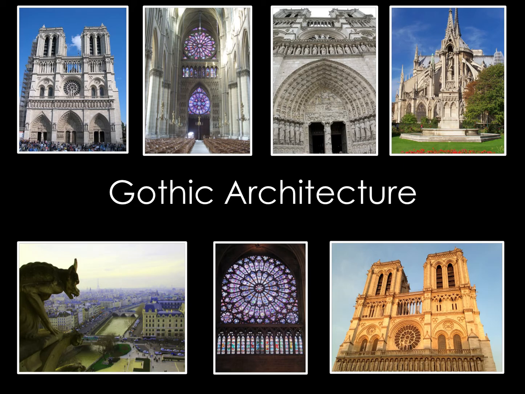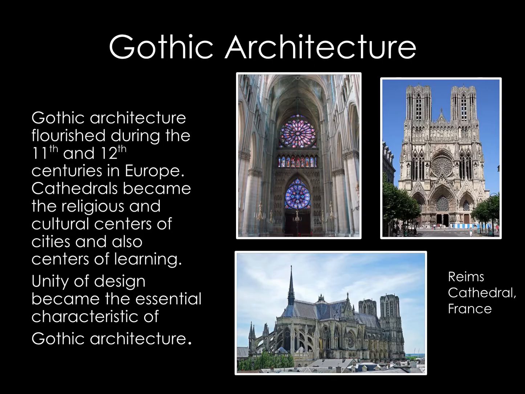Today you will learn about Gothic architecture. Gothic architecture flourished during the 11th and 12th centuries in Europe. Cathedrals became the religious and cultural centers of cities and also centers of learning. The unity of the design became the essential characteristic of Gothic architecture.